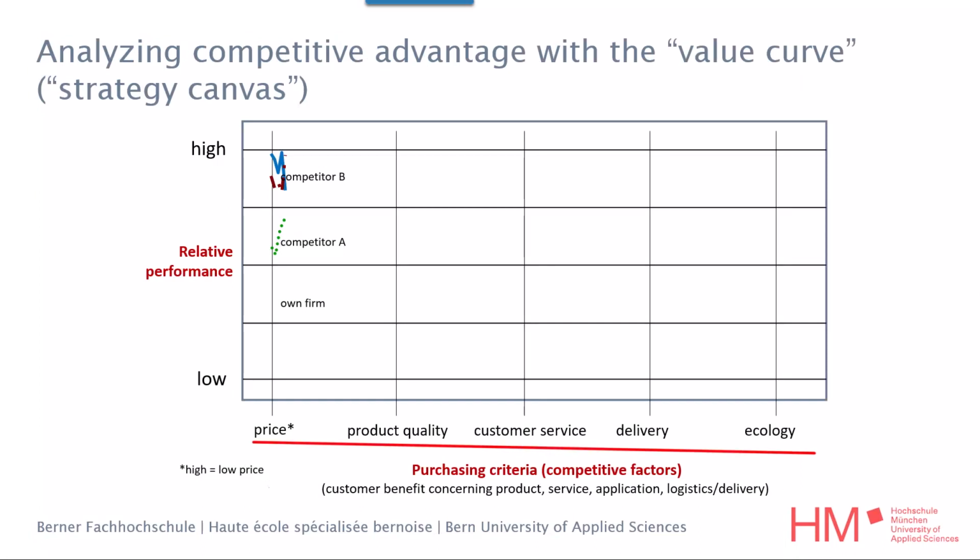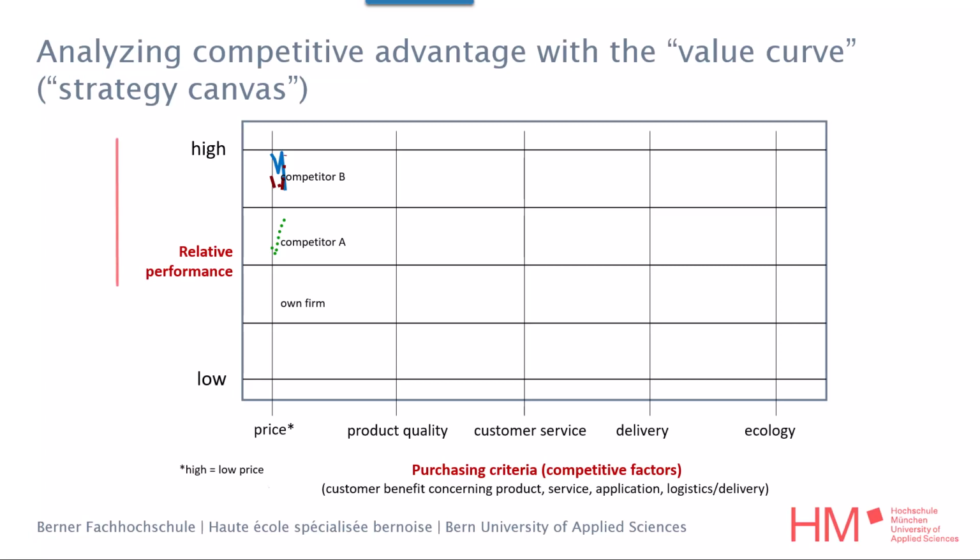Along the bottom, you'll see that we have a number of purchasing criteria, competitive factors, we're calling them here. And these, again, can be anything. For the sake of argument here, we're talking about price, product quality, customer service, delivery, and ecology. But again, you can use anything here that is relevant for the market that your company is working in. After-sales service might be an important factor here. The ability to carry out ongoing servicing on equipment might be something that your customers value, and that therefore you should be able to evaluate your position in the market.